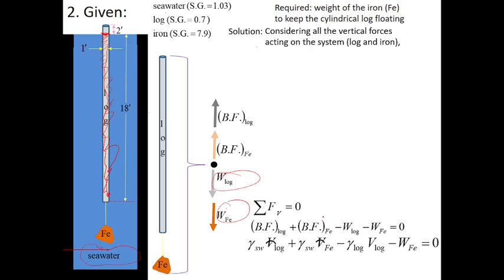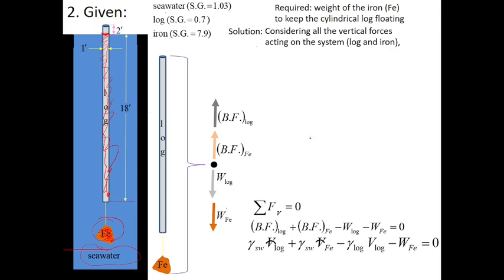So, the buoyant force with regard to iron, this is our iron. What surrounds it is seawater. Therefore, specific weight of seawater, then the volume displaced with regard to iron, this one. Imagine that the iron is filled with seawater. And then, the weight of the log. This is its weight in air.